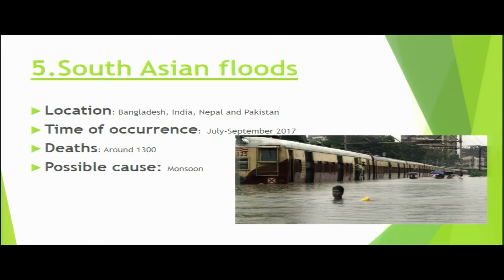Time of occurrence: July to September, every year. But some years the rainfall increases from its average, and due to that floods occur in several parts of the Indian subcontinent. The 2017 flood was a hazardous one, which took the lives of around 1,300, and as I've already told you, the possible cause was the South Asian monsoon. So there is a video.